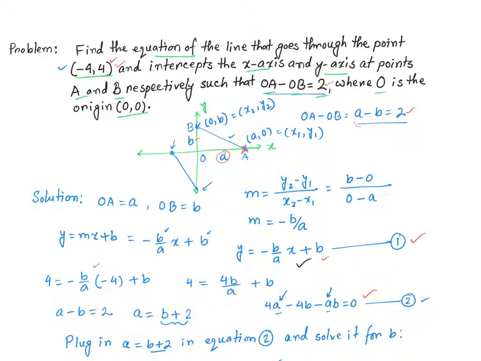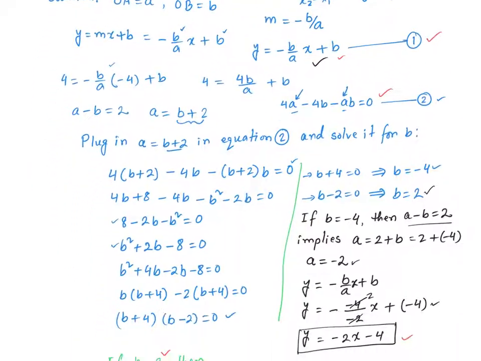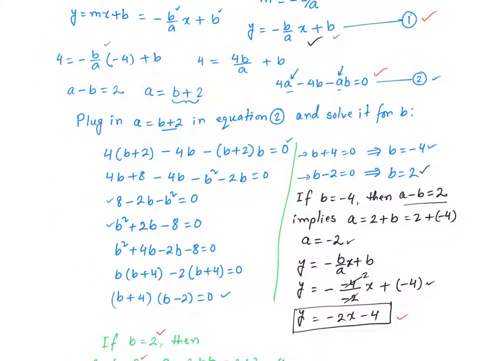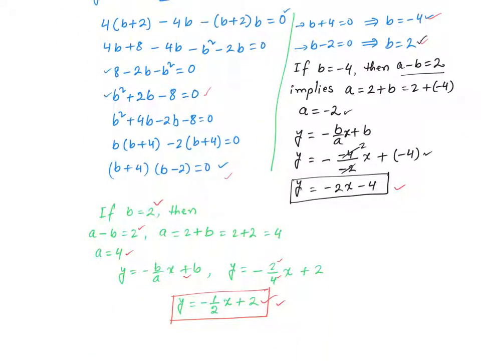Then we take this given relationship between a and b, a minus b is equal to 2, and we plug it into equation number 2, and then we solve it. Basically we get a quadratic equation, which is this, by the way, and then we solve it and we get two values of b, and corresponding to these two values of b we get two values of a, and then we get two equations. One of the equations is this one and the other equation is this one.